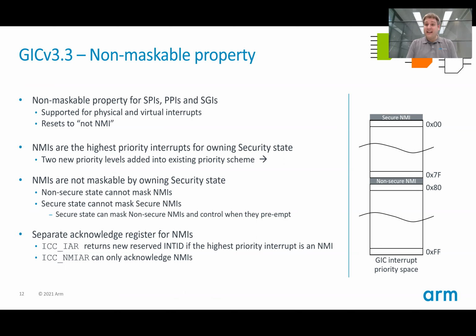The original will never return an NMI ID. If the NMI is the highest priority interrupt, then it will return a magic value to say, go read the other register. And the new register will only return NMIs. And if the highest priority interrupt isn't an NMI, it will return a magic value as well. So that gives you confidence in your software. If I only want an NMI, I know I can get that.